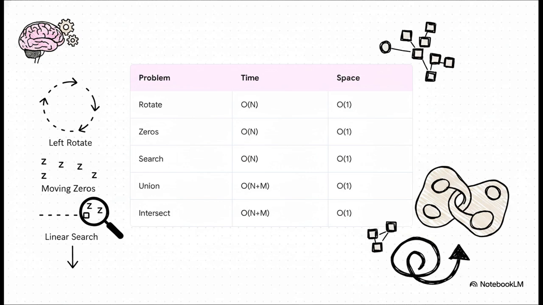Look at left rotate, moving zeros, even a basic linear search. The optimal time is big O of n, meaning we just iterate through the array proportionally to its size. But pay special attention to that third column. For every single one of these algorithms, the extra space required is big O of 1. We aren't building massive new structures, we are manipulating the data in place. Now, even for union and intersection, while we might need space to return the final answer, the algorithm itself only utilizes big O of 1 extra space. Just always be sure to clarify that subtle difference with your interviewer so they know you get it.